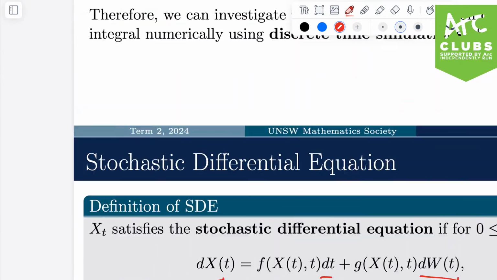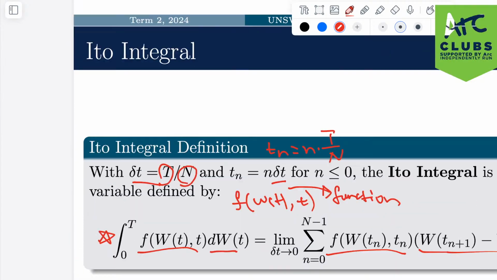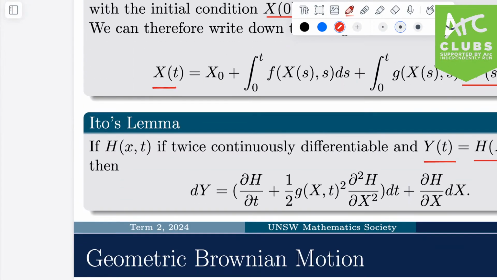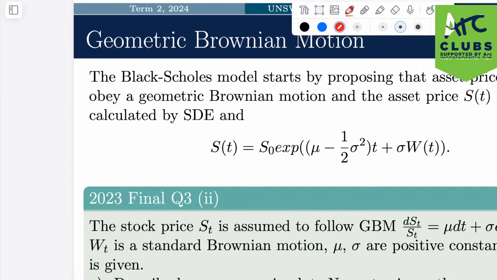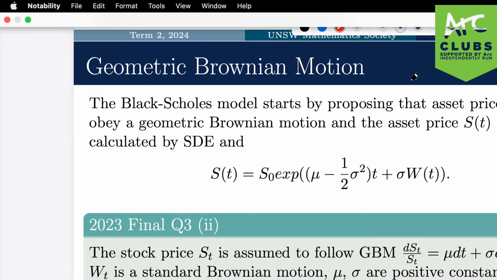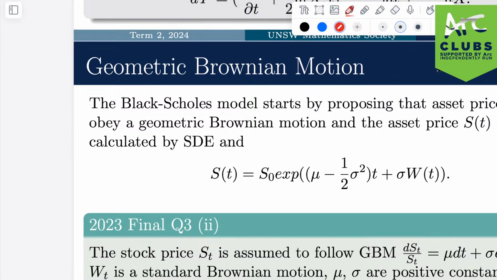And now, combining what we know about Ito integral, Ito's lemma, and SDE, we come to geometric Brownian motion. The reason why we need geometric Brownian motion is because this is an assumption we use for Black-Scholes.